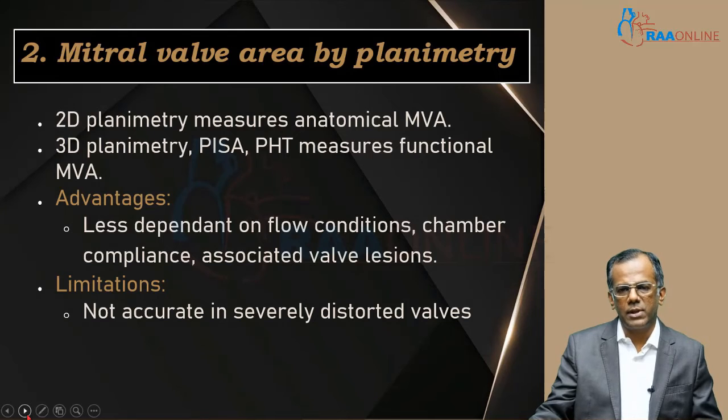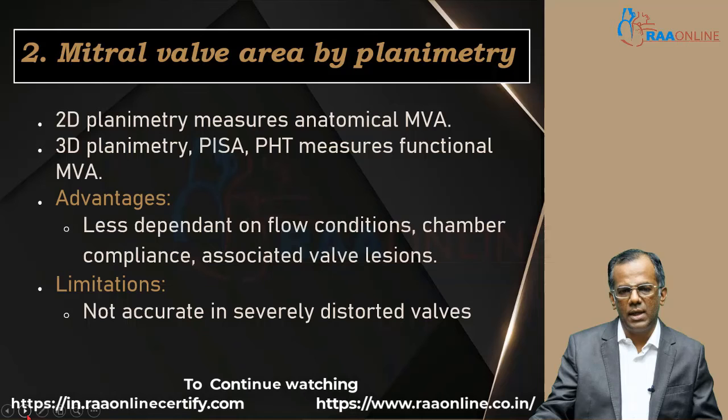Now 2D planimetry measures anatomical mitral valve area, while functional mitral valve area is calculated by PISA, pressure half time and 3D planimetry. The advantages of using planimetry is it is less dependent on flow conditions, chamber compliance and associated valve lesions. The disadvantage is it is not accurate in severely distorted valves.